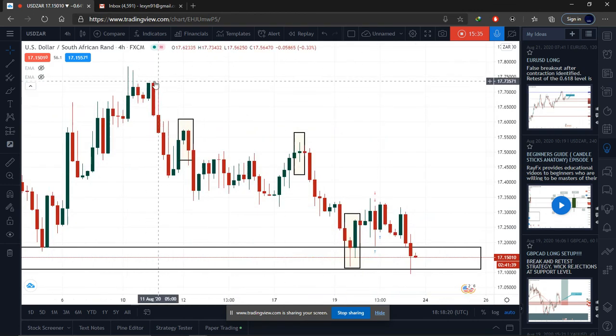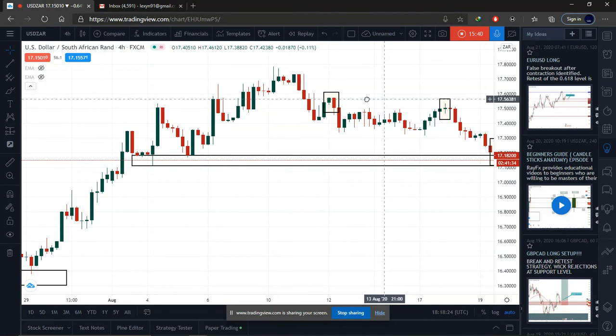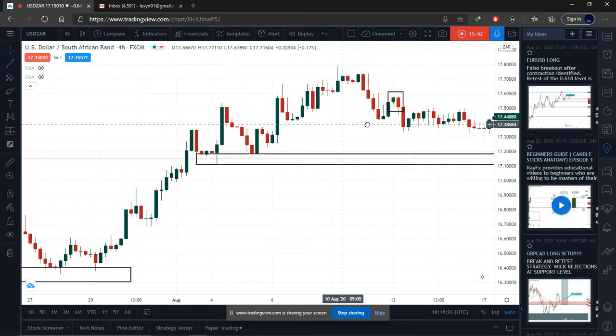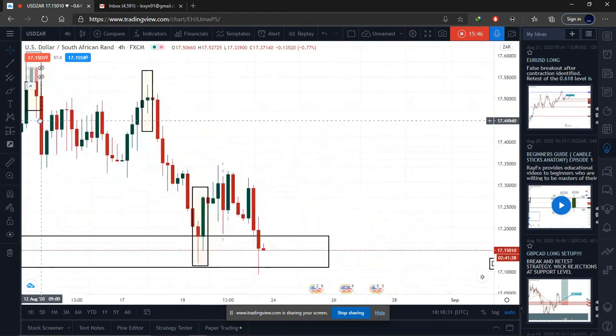And all of these, we can see them at very significant resistance areas, and they were all performing what they were supposed to do. So that is it for today.